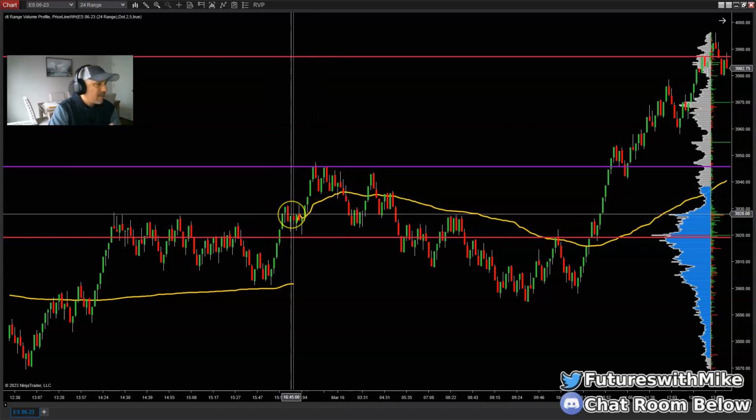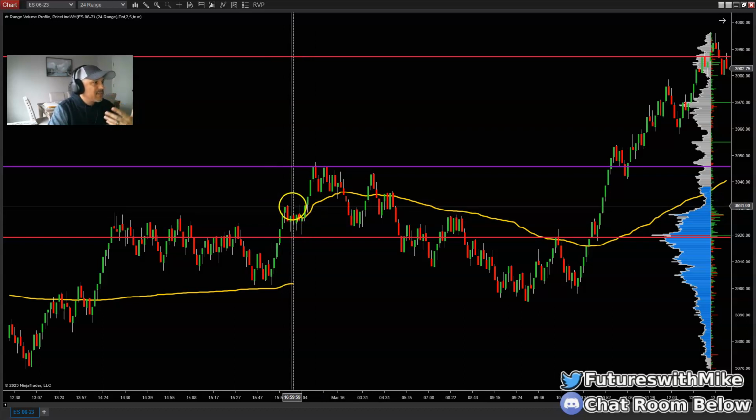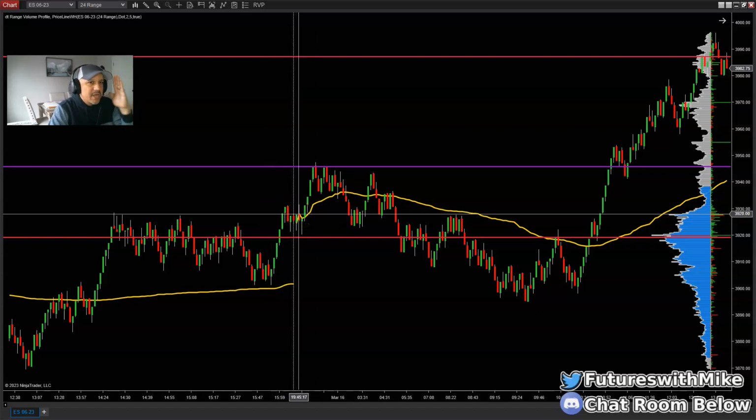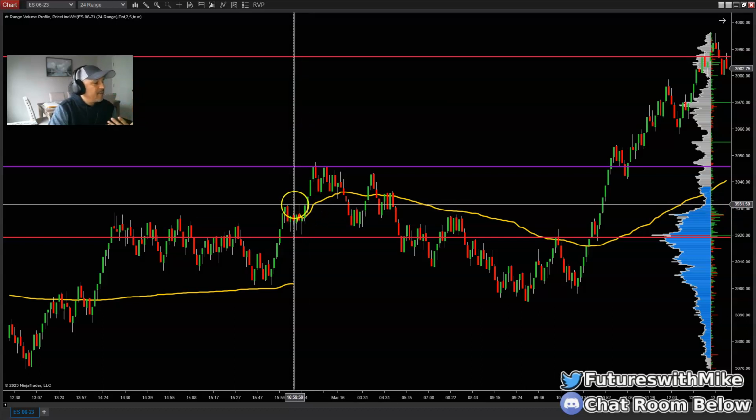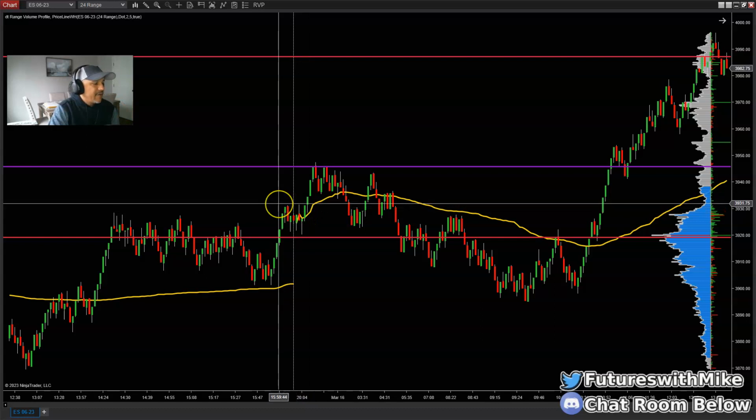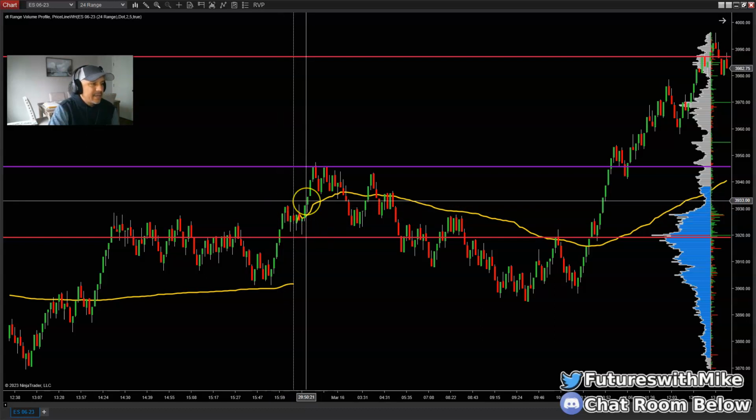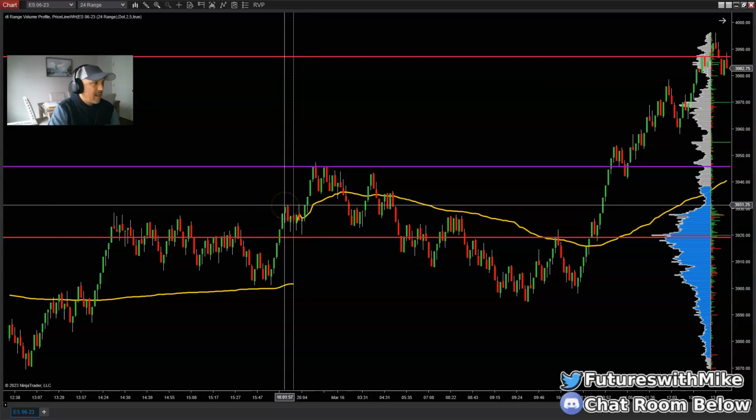So that's a setup or an example of a break of structure in the direction where price is pushing to the upside. Again, I want to see not just one candle that breaks this area here. So let's say we have one candle here. I'm not interested. I want to see a full candle close, taking out the area.